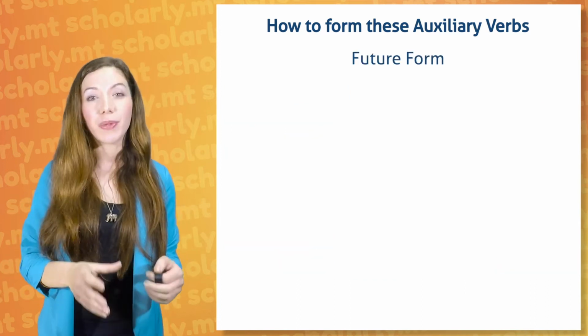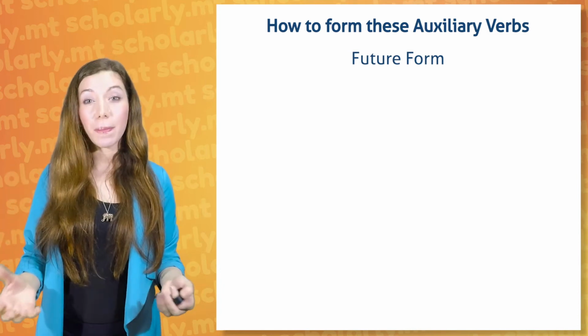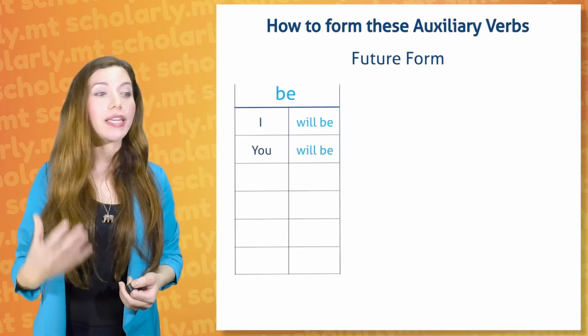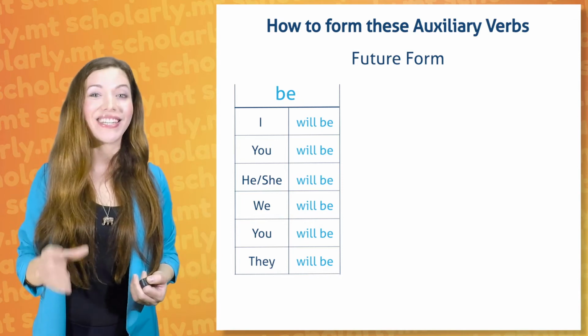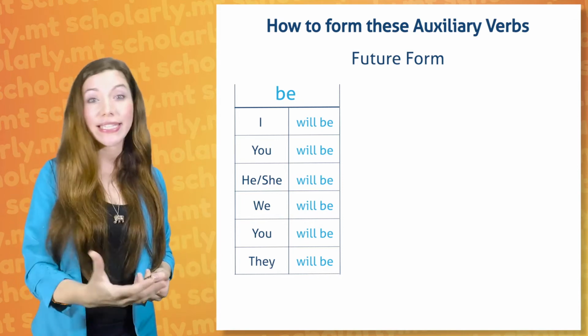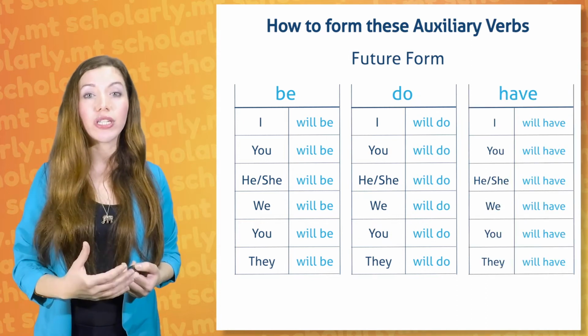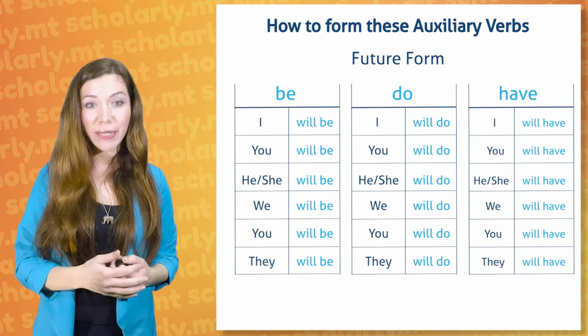Now let's look at the future form. In the future, we would use will plus the auxiliary verb in the base form. So for example, we would say I will be, you will be, he, she, we, you will be, and they will be. It remains the same throughout. Same with do and have. So I will do, you will do, they will have. It remains the same throughout.